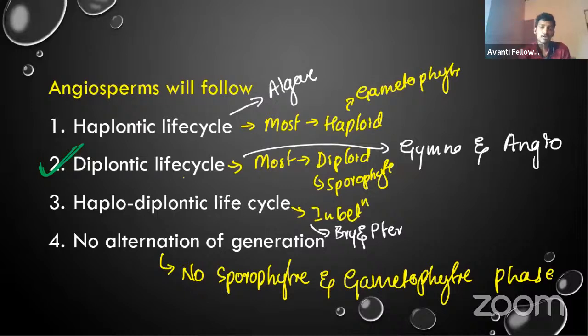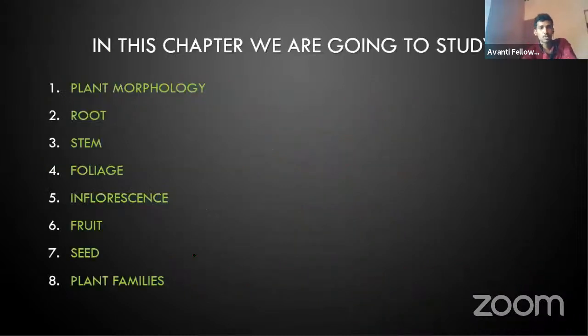So what's the example for no alternation of generation? In plants or in angiosperms, you can't see it, but you can correlate this with some of the fungi or the lower-level bacteria. There is no alternation of generation. They only act as a single kind of diploid structure. Okay, so we'll move on then.